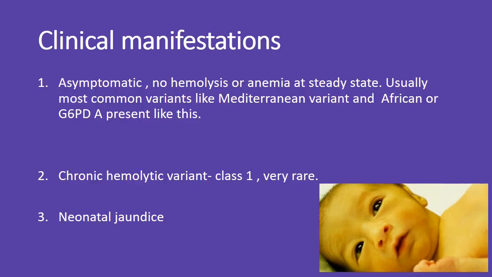Let's talk about the clinical manifestations of G6PD deficiency. Asymptomatic. Most individuals, including those with common variants like Mediterranean and African G6PDA, show no hemolysis or anemia at steady state. Chronic hemolytic variant. This is very rare and falls under Class 1. Neonatal jaundice. Some newborns with G6PD deficiency may develop jaundice.